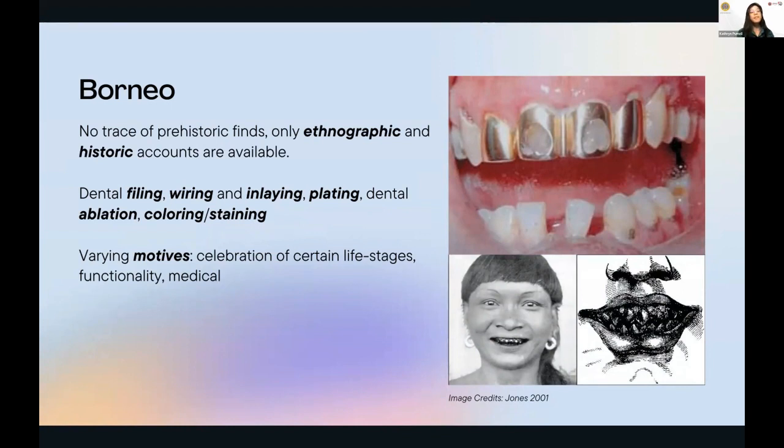But here they find evidence of filing, wiring, staining, coloring, plating as well, and then also dental ablation. There are also some cases wherein dental filing was conducted together with the coloring or the staining of the teeth. In terms of motivations that present-day communities in Borneo had for modifying their teeth, it would include celebrating life stages like marriage or adolescence, welcoming to adolescence. There would also be functionality or practicality, wherein filing of the teeth helped them with hunting practices. For example, there were also reasons for medical, like oral prophylaxis.